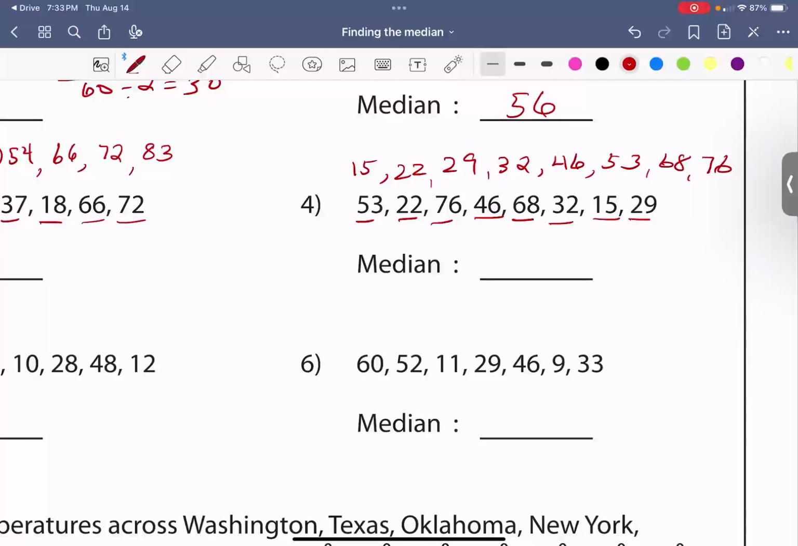So let me see how many numbers I have in total, if it's odd or even. 1, 2, 3, 4, 5, 6, 7, 8. So I have an even amount of numbers. So that means the two numbers in the middle, I'm going to have to add them. So the two numbers in the middle are 32 and 46. So 32 plus 46 is equal to 78. And 78 divided by 2 is equal to 39. So the median is 39.